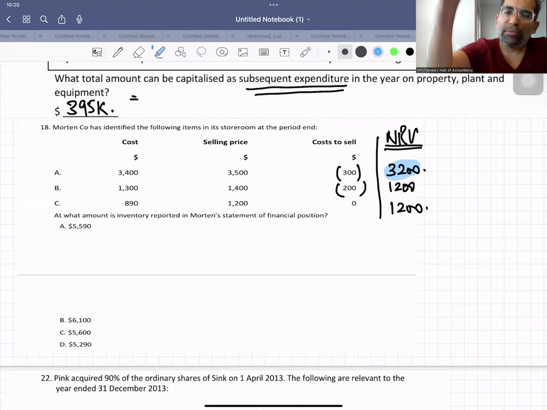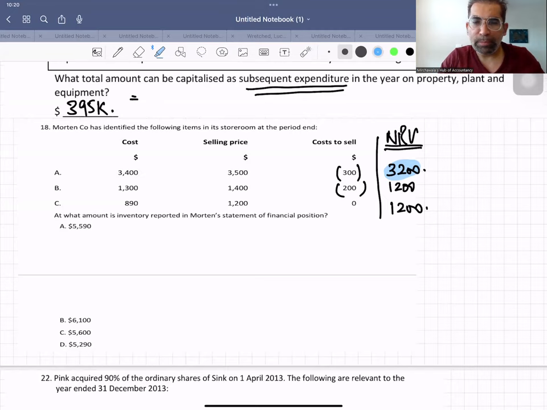Now, product B, cost is 1300 and NRV is 1200. Again, which amount is lower? This 1200 is lower, right? And then product C, cost is 890 and NRV is 1200. So cost is lower. So can you add all these three blue highlighted? It's going to be 5290. Answer is D.